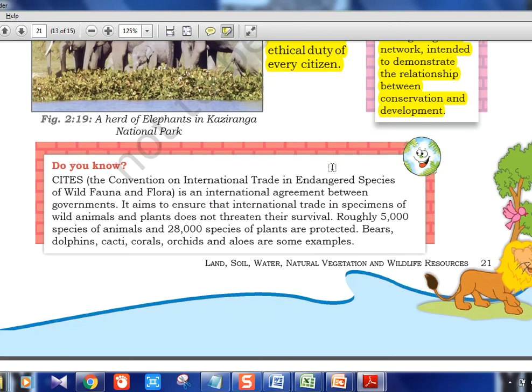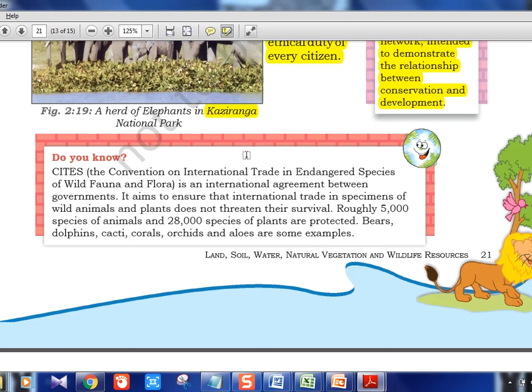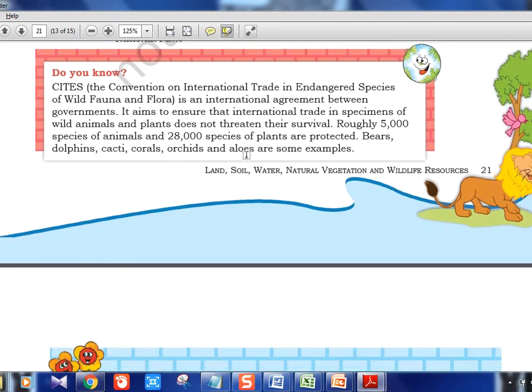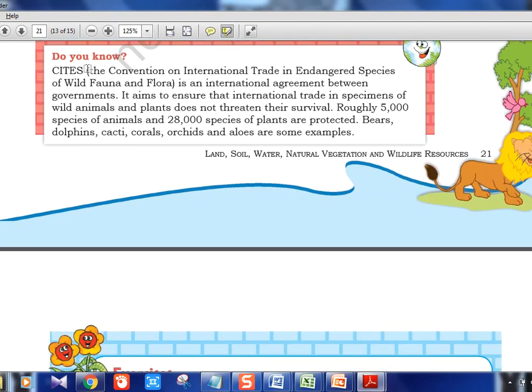Kaziranga National Park is also always in the news because of elephants, the one-horned rhino and even tigers. Kaziranga has a lot of status. UNESCO status is also there. It is a Biosphere Reserve, which is a cultural heritage site. Lot of things are there for this.